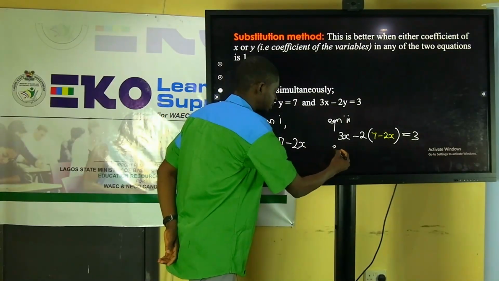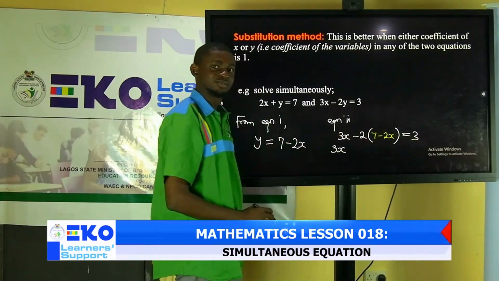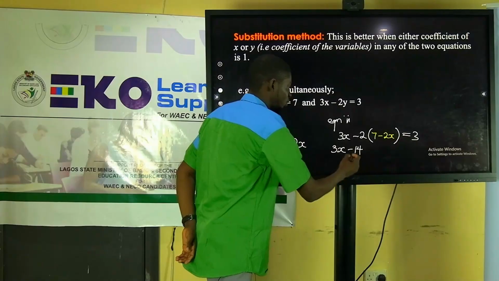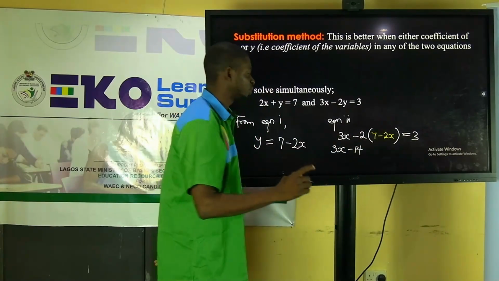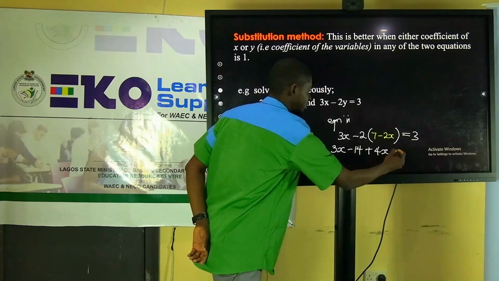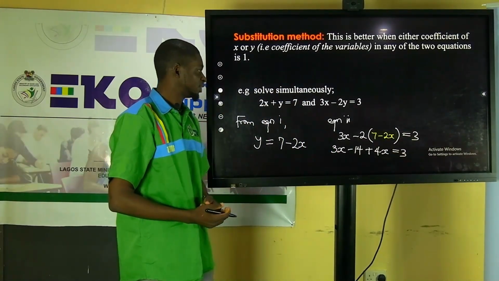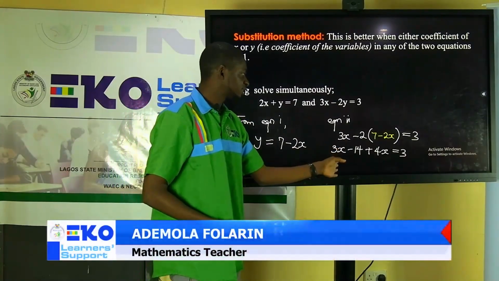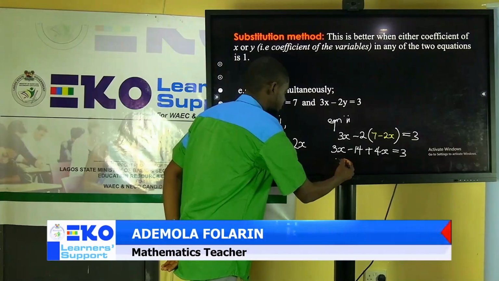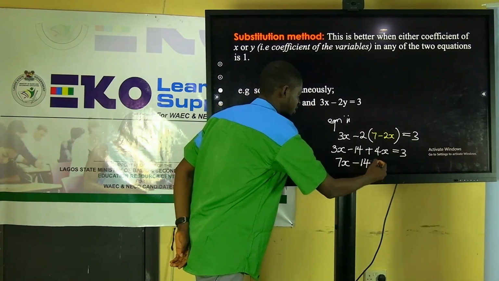Which becomes 3x. Take negative 2 to multiply 7, negative 14, that's minus 14. When negative multiplies negative, it gives us positive, that's plus 4x, then equals 3. Isn't that interesting? Now, we have 3x and we have 4x, so we can combine that to give us 7x minus 14 equals 3.